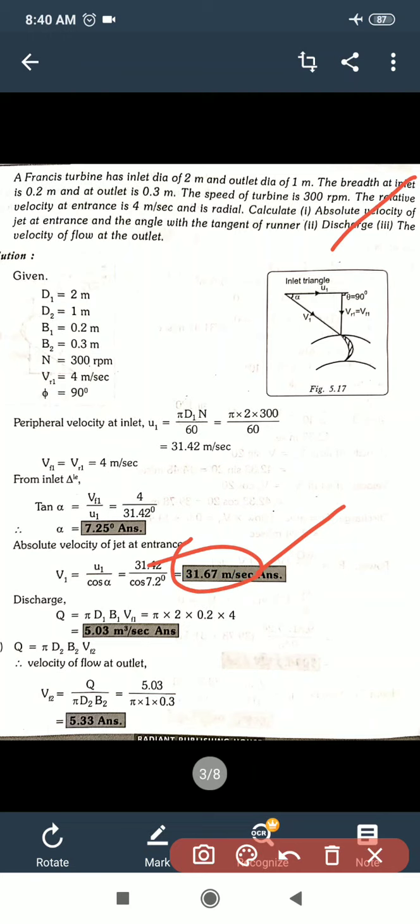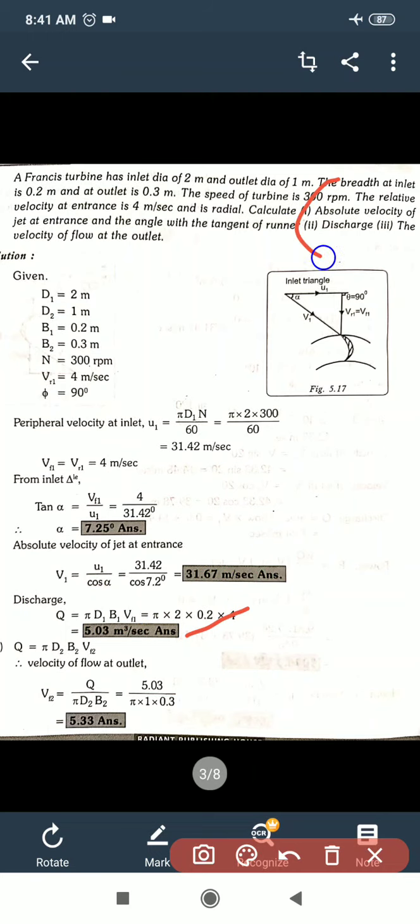Second, you are asked to find the discharge value. How to find the discharge? We know the formula that Q is equal to pi d1 b1 vf1, which is equal to pi d2 b2 vf2, because discharge at inlet and outlet is the same. Using the inlet values d1 2 meters, b1 0.2 and vf1 4 meter per second, substituting, you get the value 5.03 meter cube per second of discharge.